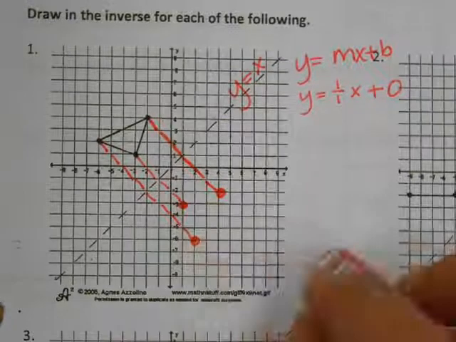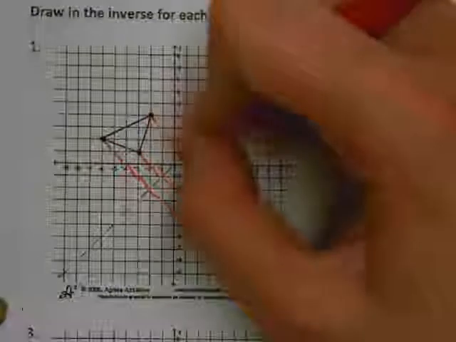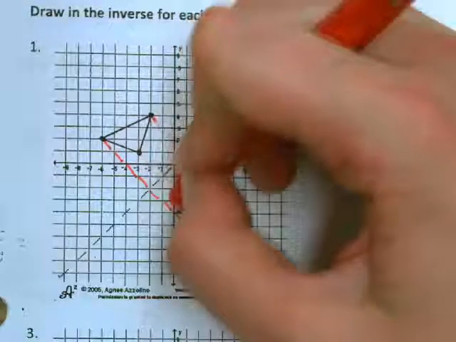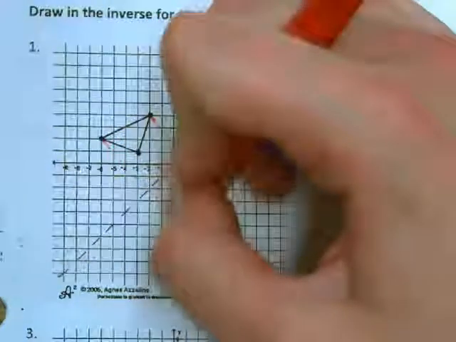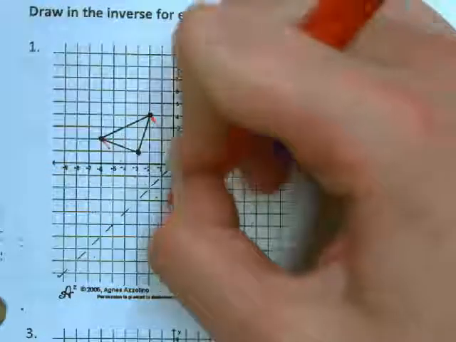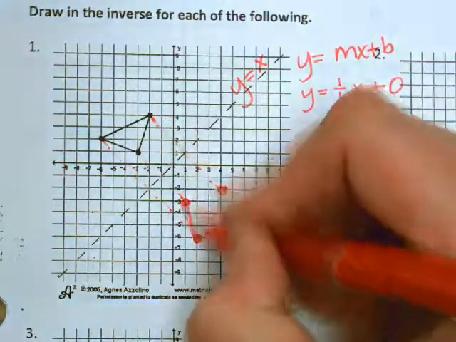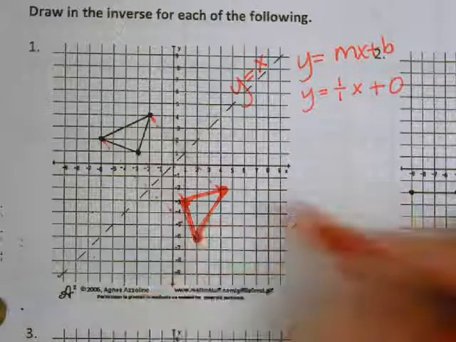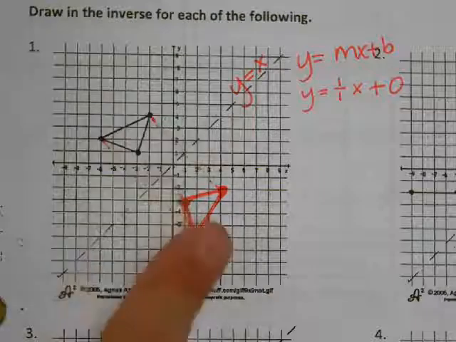Alright, and technically I shouldn't have had these little lines here. So you can go ahead and erase those if you drew them. If you drew them in pen, you don't scribble it out, just don't worry about it. And so here's the inverse. And I can see it was reflected over that line.